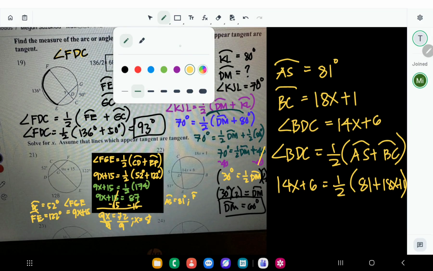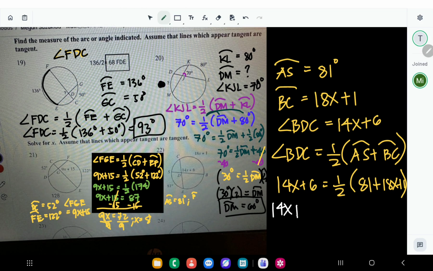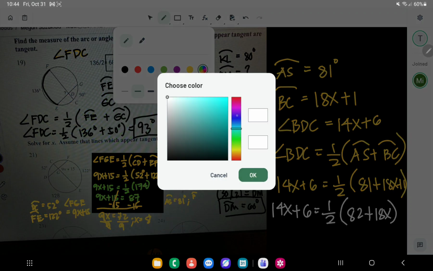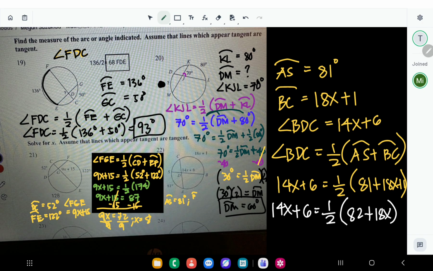That is 14x plus 6 equals 1/2 times 81 plus 1 is 82 plus 18x. Then we simplify. This is 14x plus 6. What is 82 divided by 2? 1/2 times 82. Okay, so that is 41. Then what is 18x times 1/2? Okay, so this is 9x.